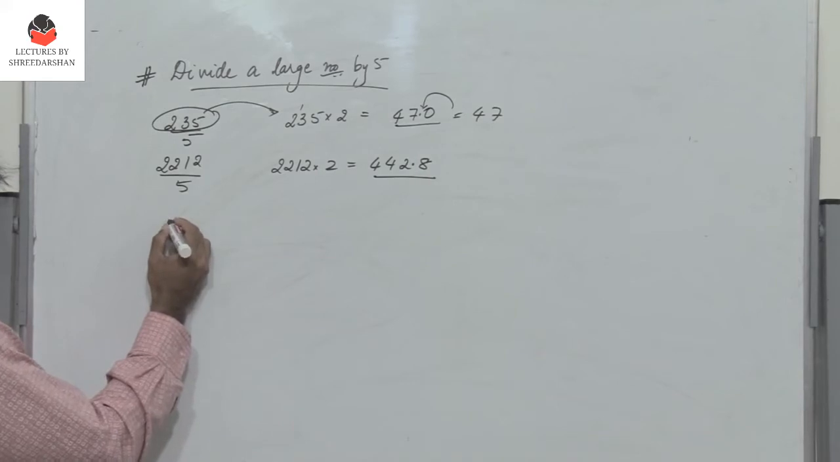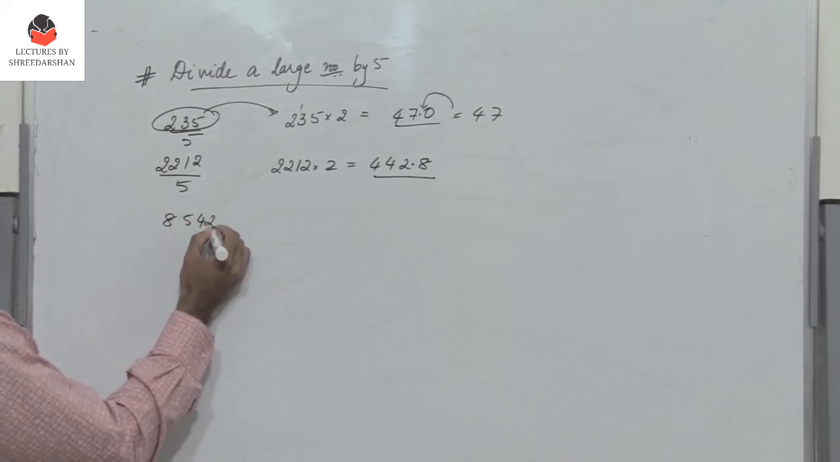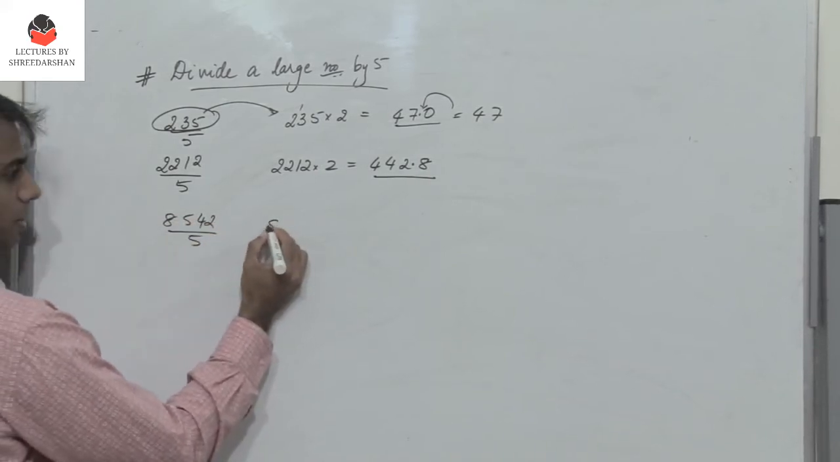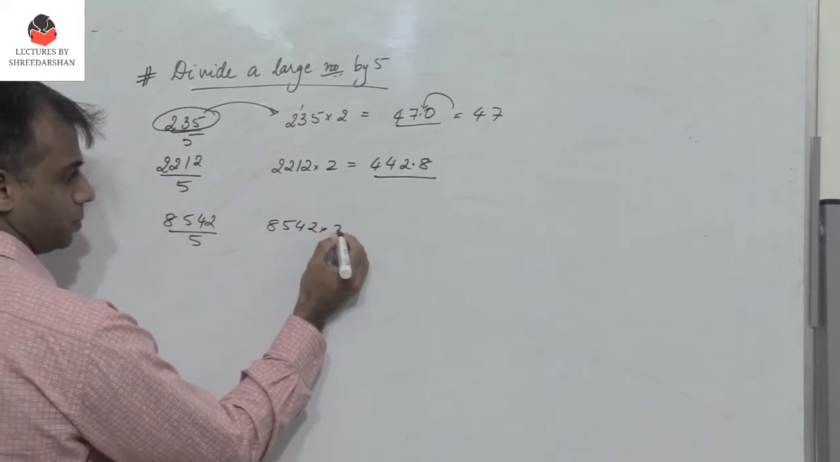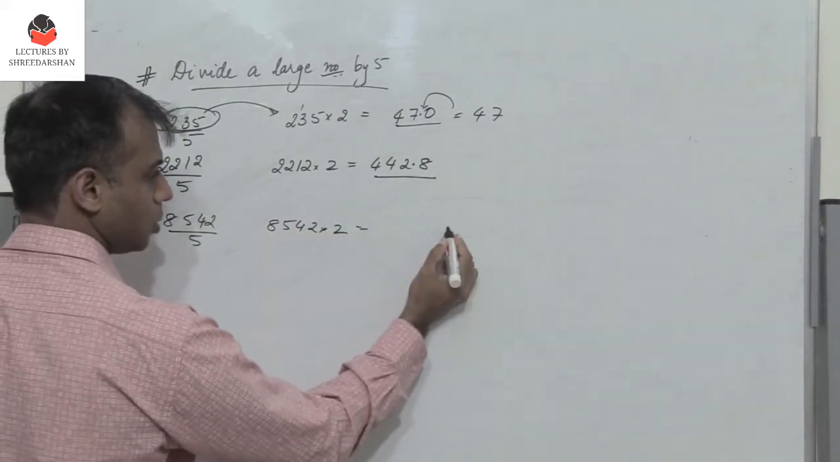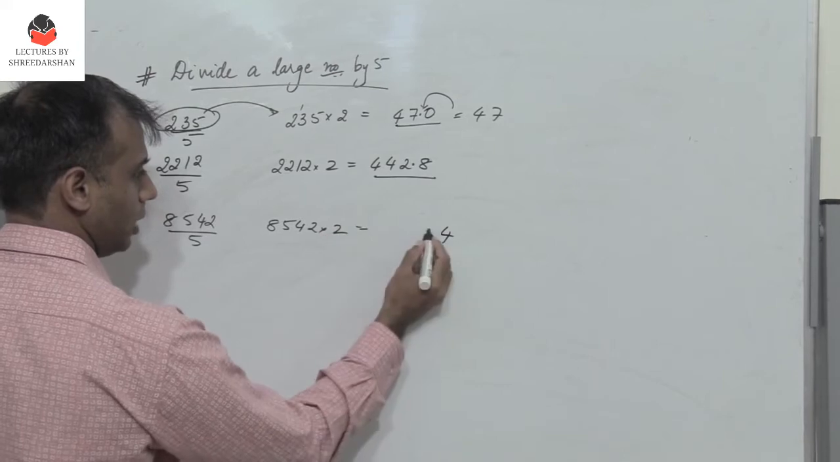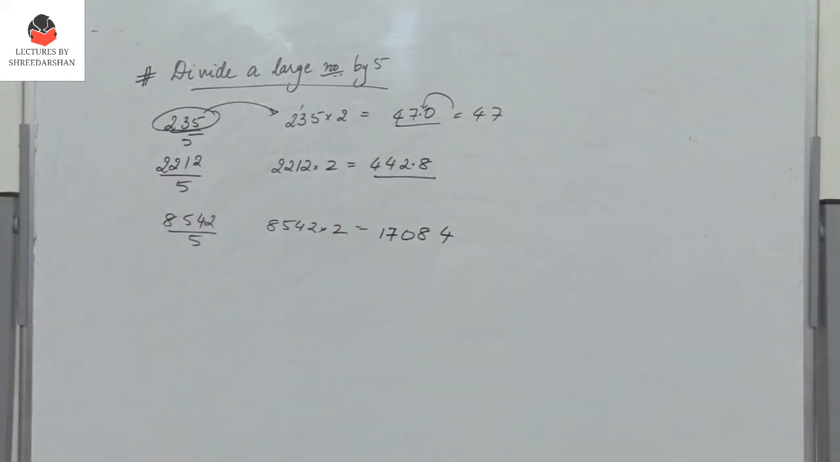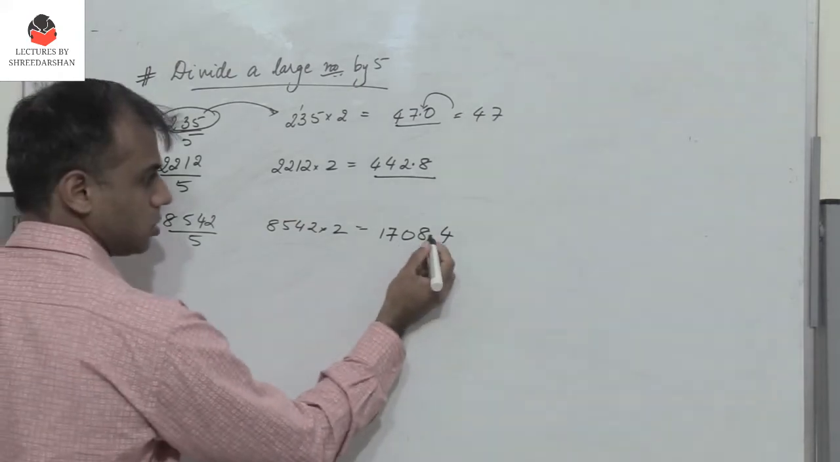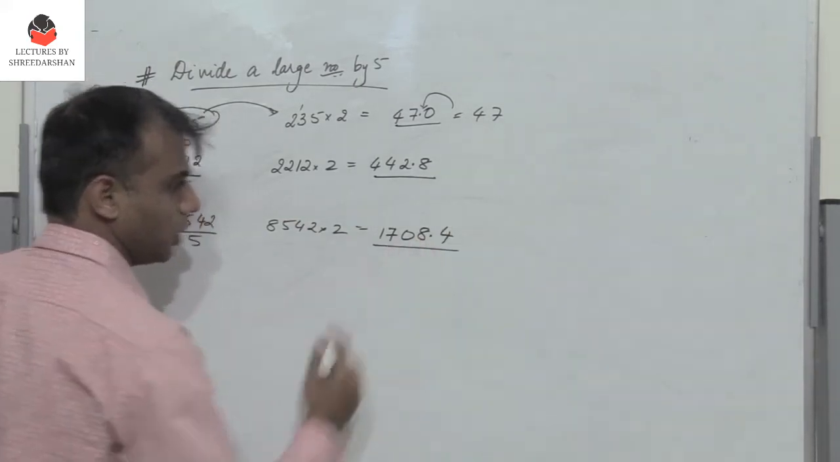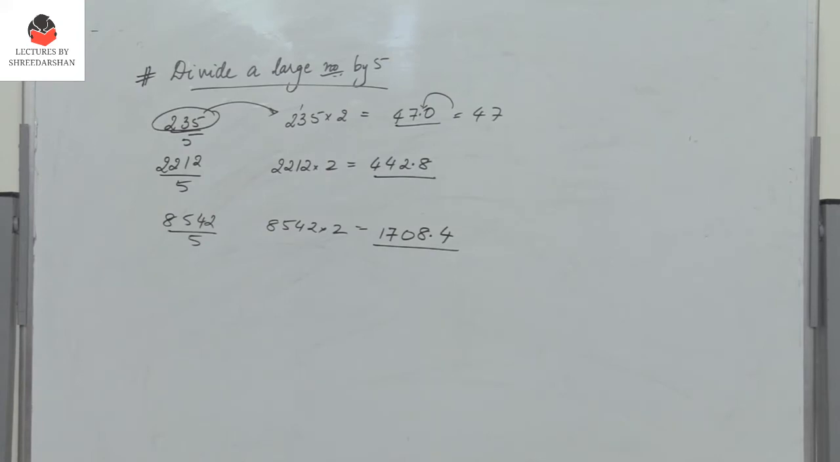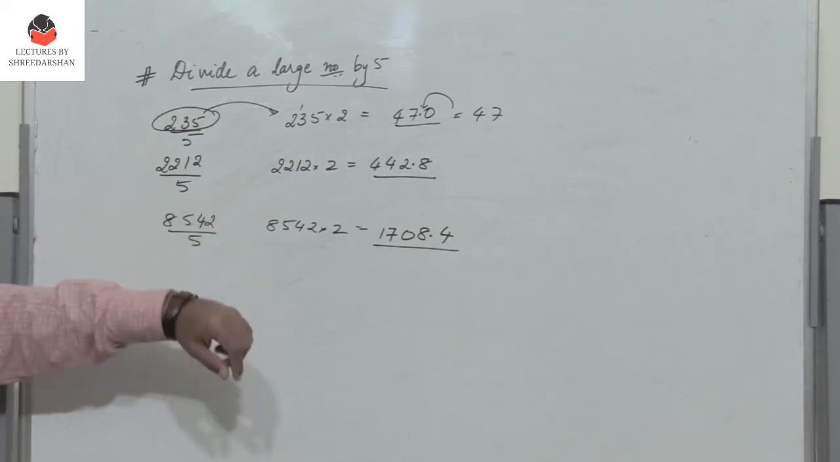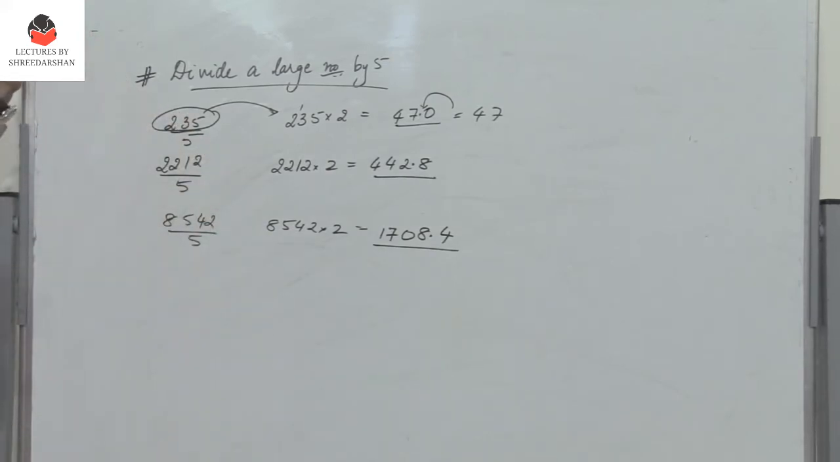Let's take another example. If I have to divide 8542 by 5, just multiply 8542 by 2. So what do I get? I get 17084. Just shift the decimal point. So the answer is 1708.4. How easy it is to find the answer by using the principles of Vedic mathematics.